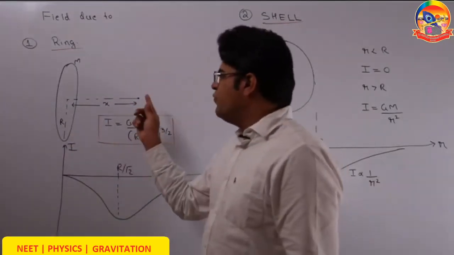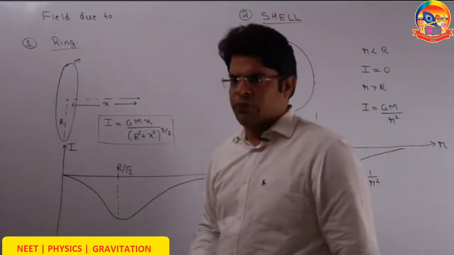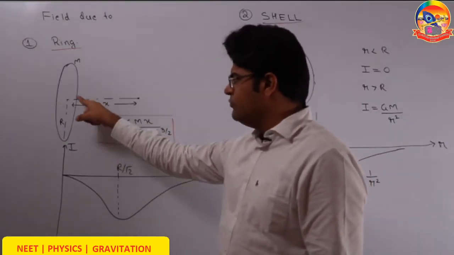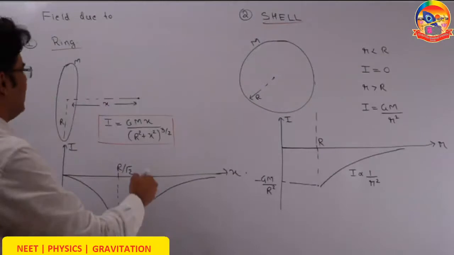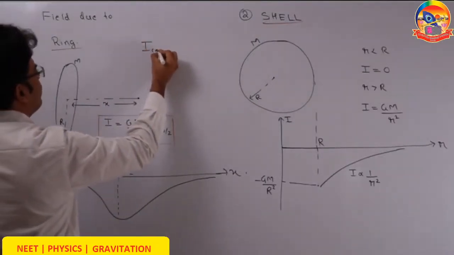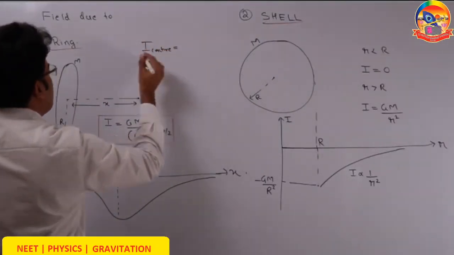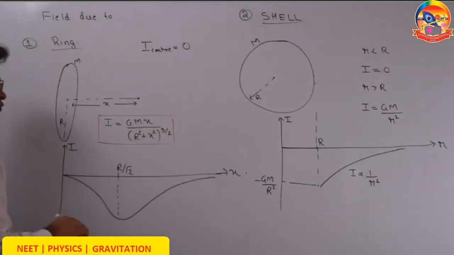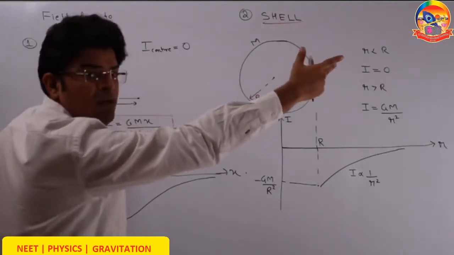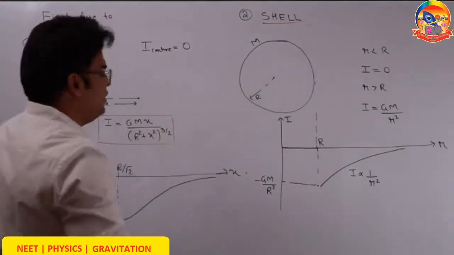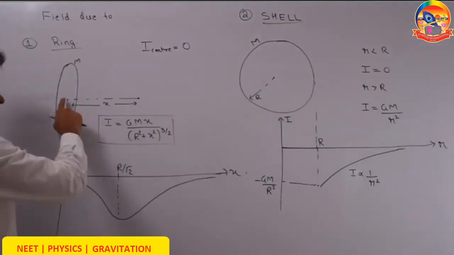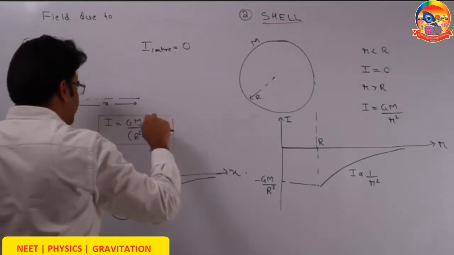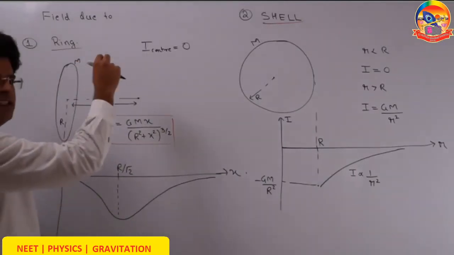Now, what is the field at the center of a ring? If I substitute x equals 0, I can say that the field becomes 0. So the field at the center of a ring having uniform mass distribution m is 0. What will be the field at infinity? At infinite distance, the field will be very weak. So even at infinity, the field is 0. So the field at the center is 0, the field at infinity is 0. So as I move on the axis of the ring, the magnitude of the field first increases then decreases.